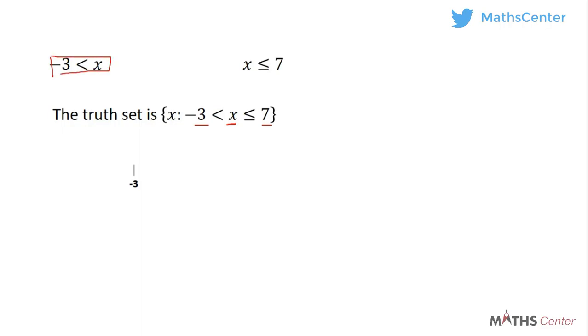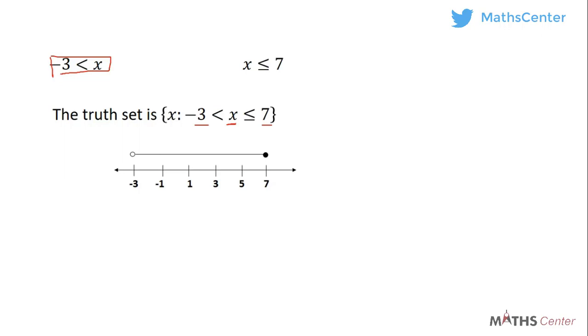Then you bring the second part. The second part is that x is less than or equal to 7. So since you already have x here, you bring your less than or equal to sign, then 7. So this is the truth set. From here, you represent your answer on a number line.